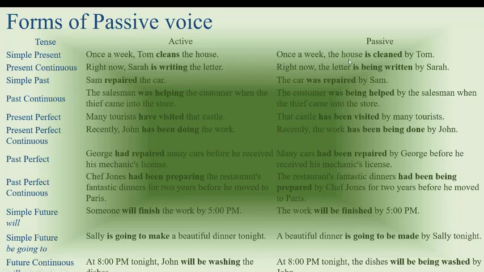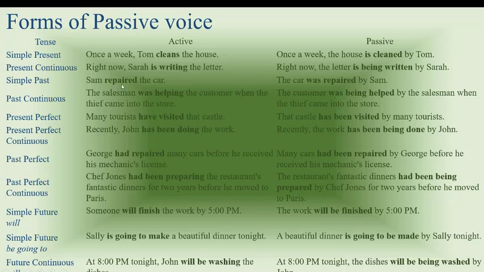Once a week, the house is cleaned by Tom. Verb to be in present, past participle. Present continuous. Right now, Sarah is writing the letter. Sarah goes to the end of the sentence, and the letter comes here. So the letter is... What form of verb to be? The letter is being written by Sarah.